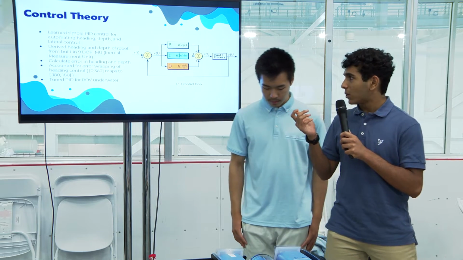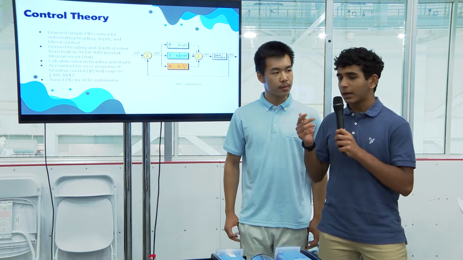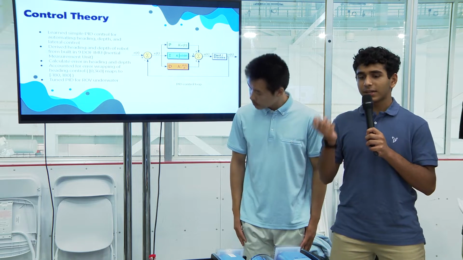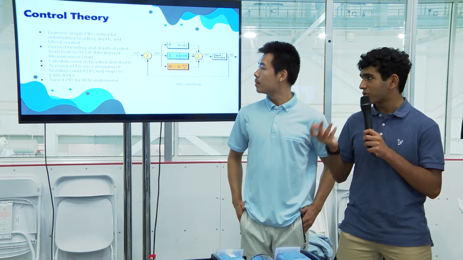And so we use the IMU, the inertial measurement unit, on the AUV itself. And this has 9 degrees of freedom. So it has compasses, gyroscopes, and also measures translational motion as well.